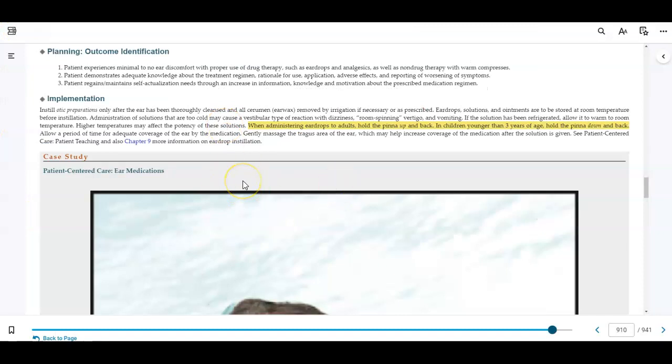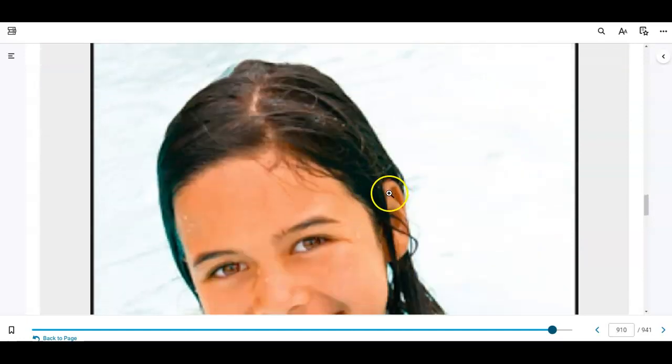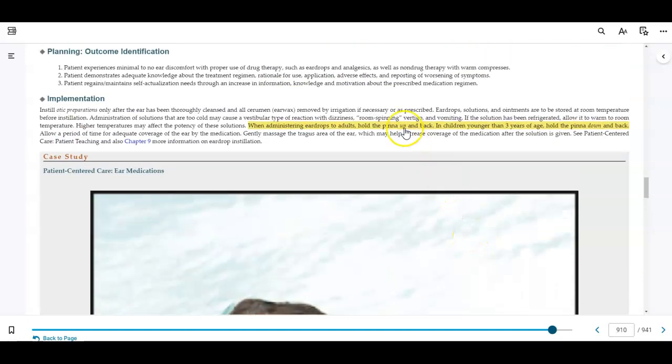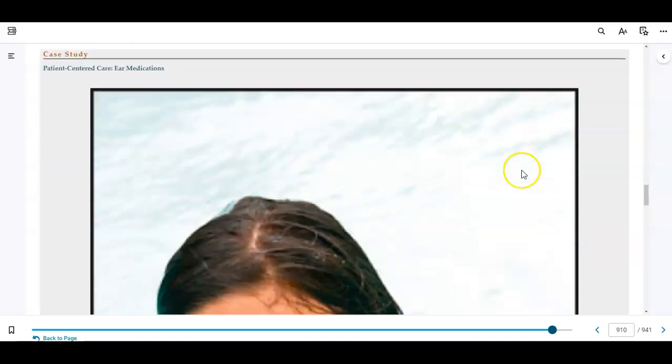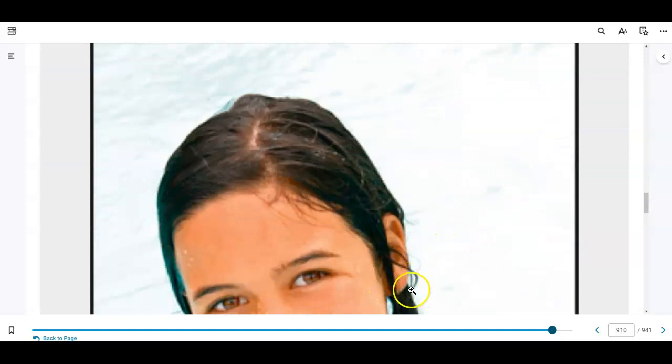We don't have anything in chapter 58 on our test, and I haven't heard it on HESI, but it might be on NCLEX. This is the one sentence in the entire chapter I would tell you to know. Because you will give eardrops at the bedside, not all the time, but sometimes. So if I'm giving eardrops to an adult, hold the pinna, which is this part, hold the pinna of the ear up and back, and then if it's a child under 3 years of age, you're going to hold the pinna down. So you're going to pull this part of the ear down.